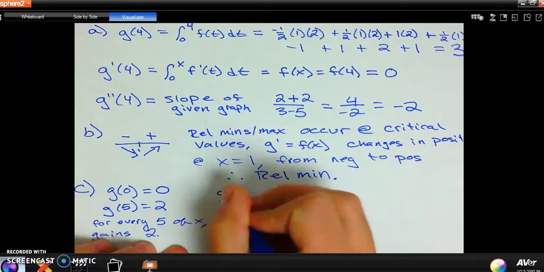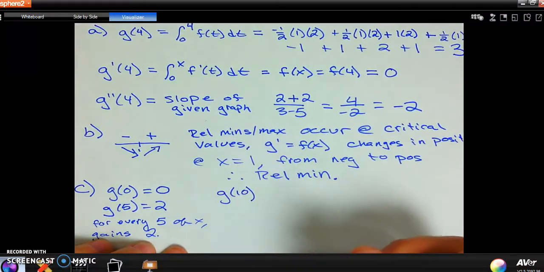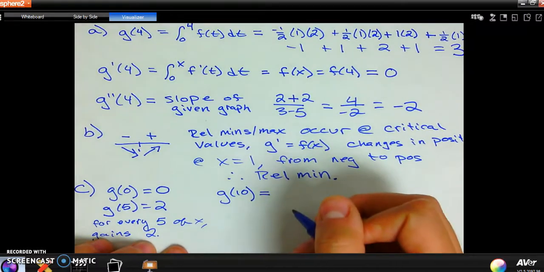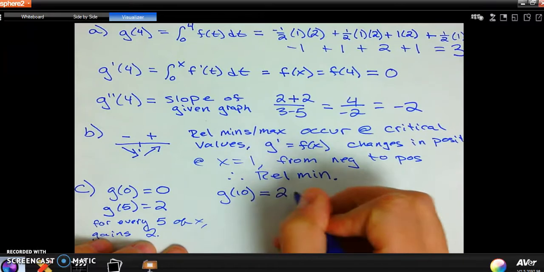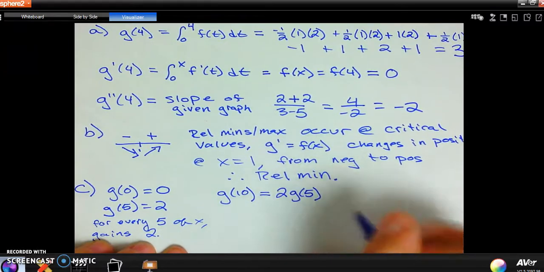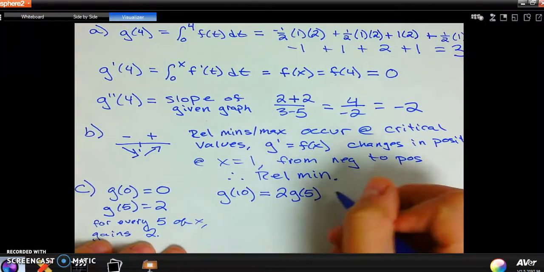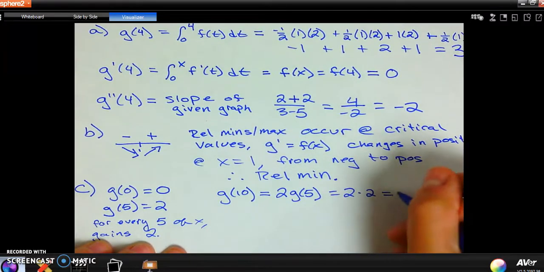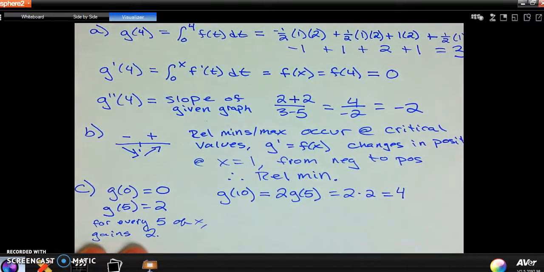So g of 10 is going to be, well, that means I went into 5. If it repeats itself every 5, that means there were 2 of them. So it's going to be 2 times g of 5, which we already said was 2. So 2 times 2 equals 4. Okay, so that answers the first part of the question.